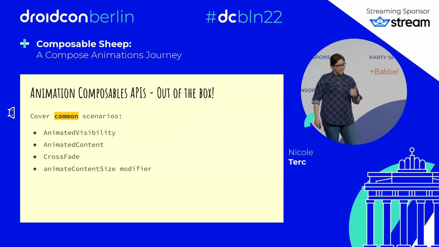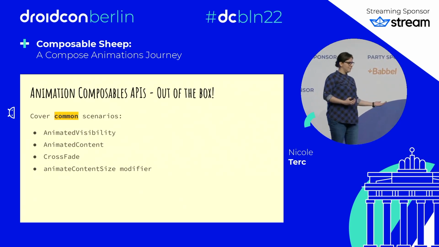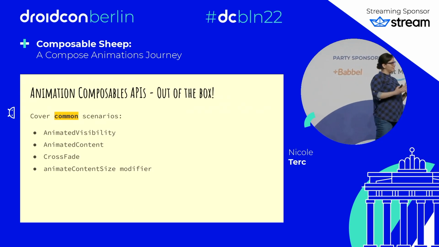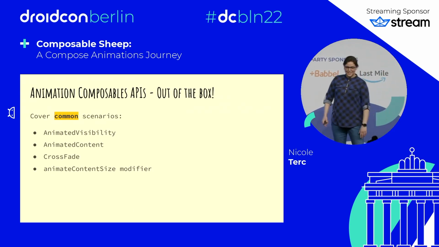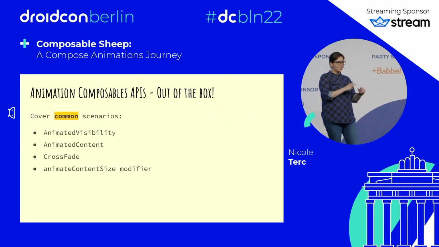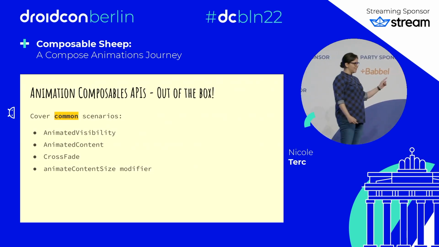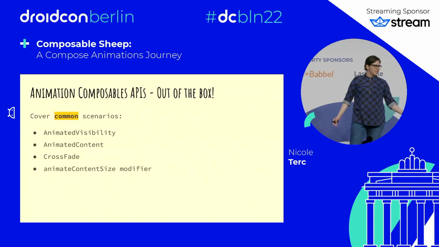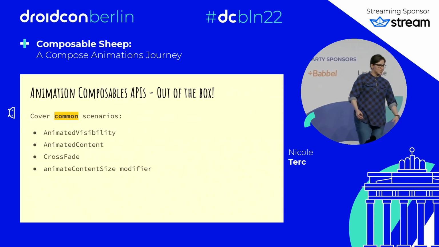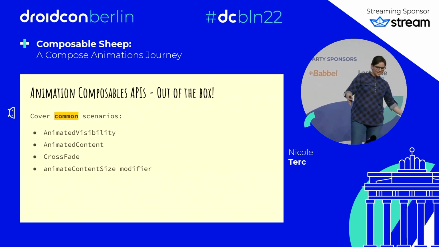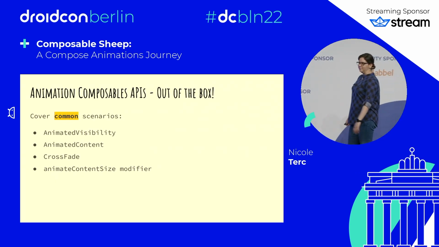And these ones are animated visibility, that basically animates when something enters or exits the screen; animated content, that of course animates a change of content in your composables; crossfade, which is when something enters and something exits, like when you click on a tab; and a modifier, this is a sneak peek there, that basically animates a content size change, like when you click on a card. So long ago are the days of you calculating how this text was going to be in the height of the screen. You don't need to do that. You only use this modifier.